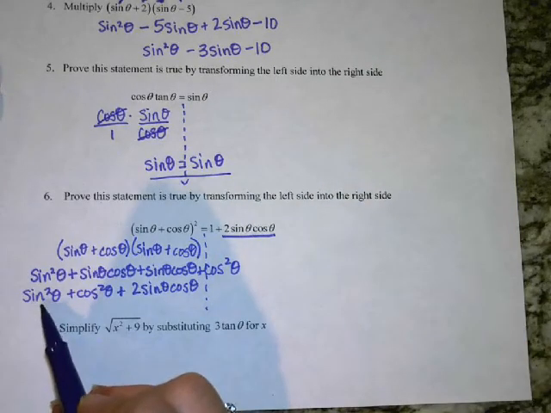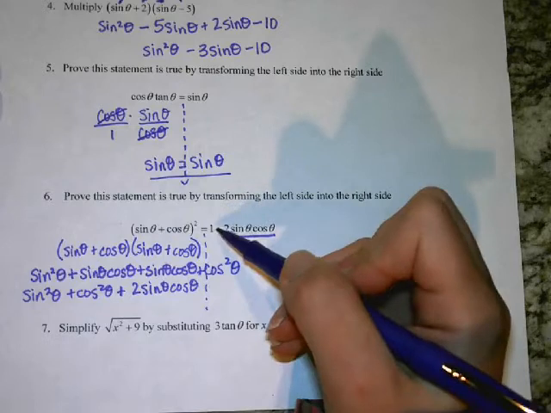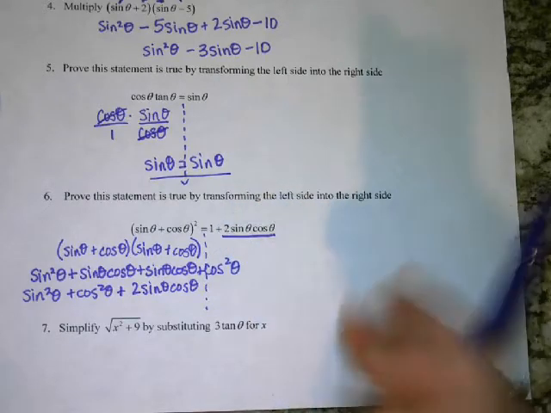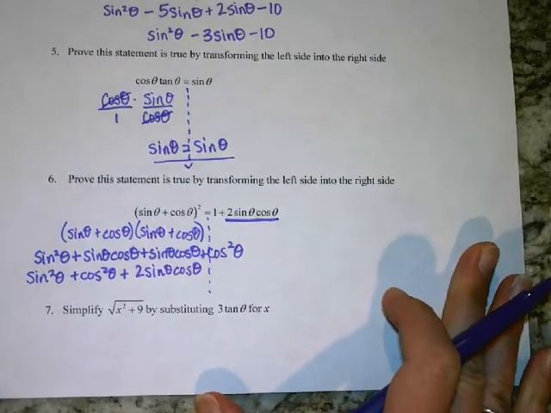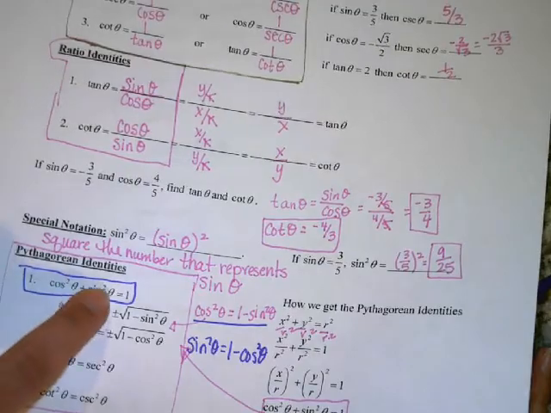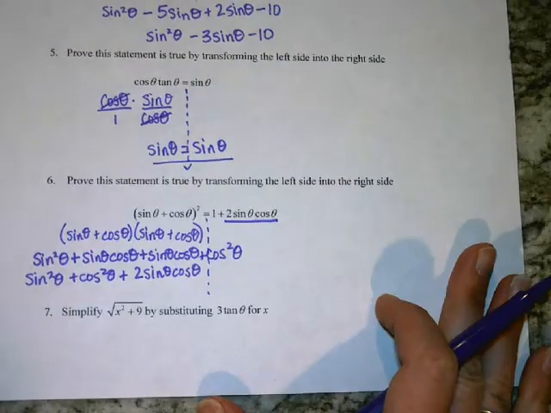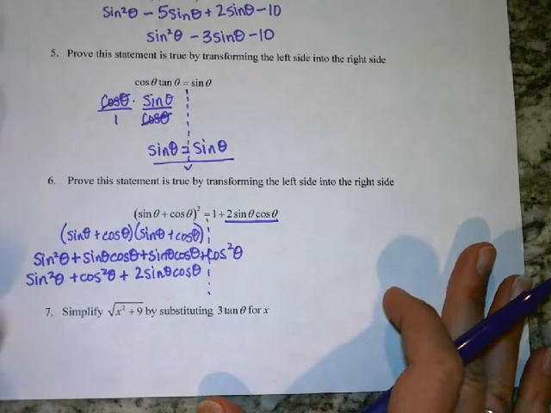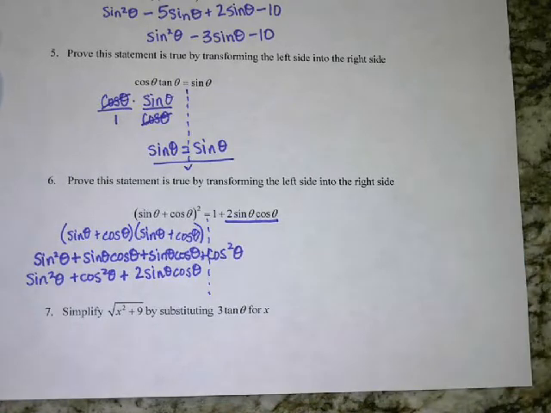Now I have sine squared theta plus cosine squared theta, and I need that to equal 1. Well, guess what? We have a Pythagorean identity that does just that for us. Cosine squared theta plus sine squared theta equals 1. See why you need to have them memorized? Because you're going to be using them a ton. If you don't have them memorized, you're probably stuck right here.